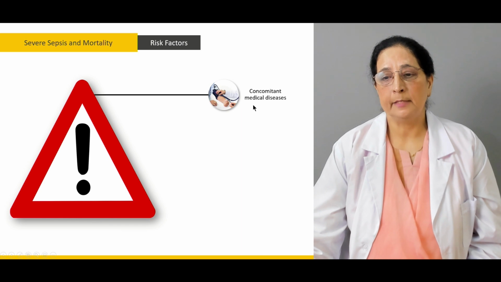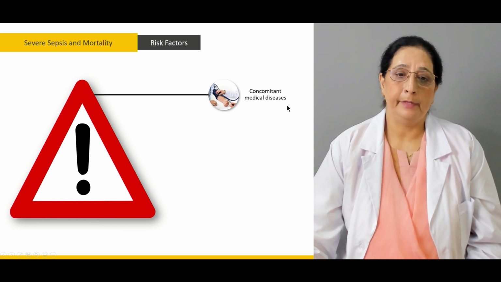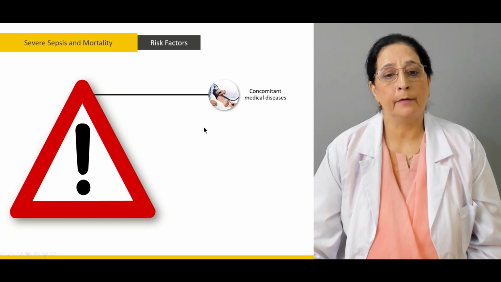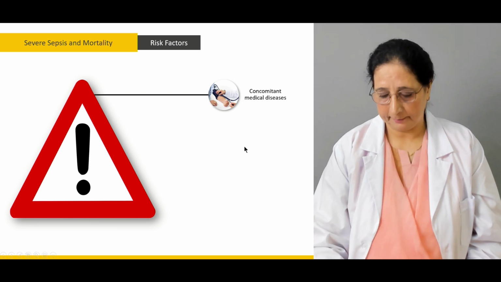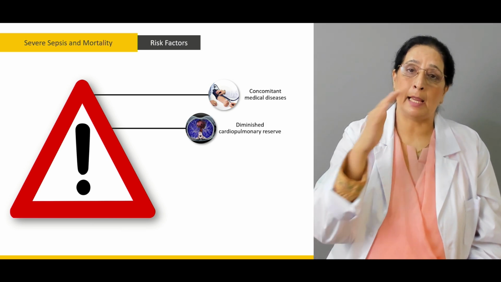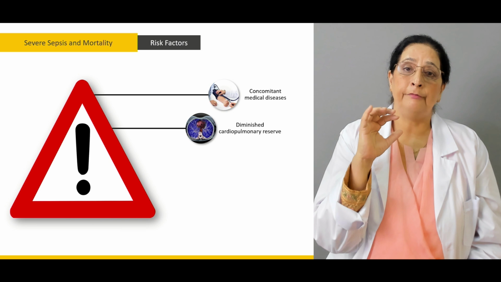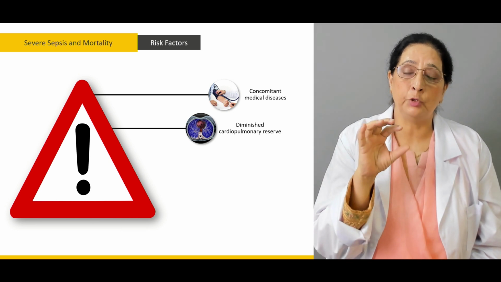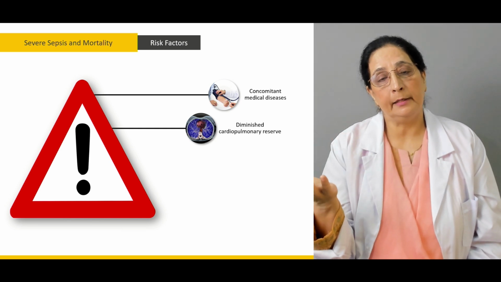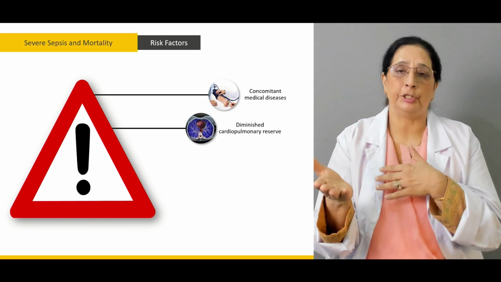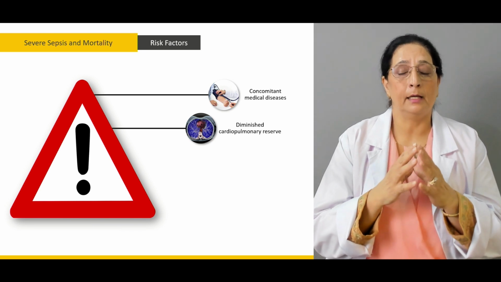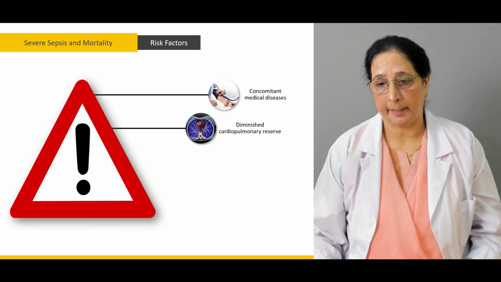Any concomitant medical diseases, if they are present, usually there might be a chance of severe sepsis. Like diabetes: in patients who have diabetes, the infections are very hard to treat, and there is more likelihood that a minor infection can become really serious and they can have a high mortality rate.